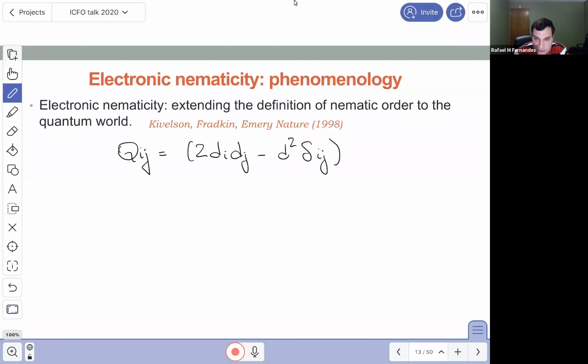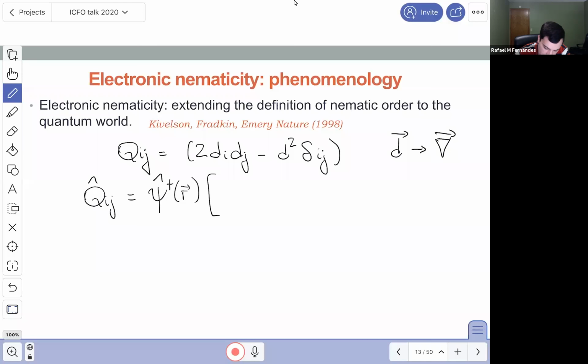This is how we define the nematic order parameter in the liquid crystal case. How do I generalize this to a quantum mechanical operator in an electronic system? Well, the idea essentially is to replace the director with derivatives in the space of the electronic operators. So essentially, the hat here means that it's a quantum operator. I use the electronic creation operator here, right? This is just the standard quantum field operator that creates an electron at position R.